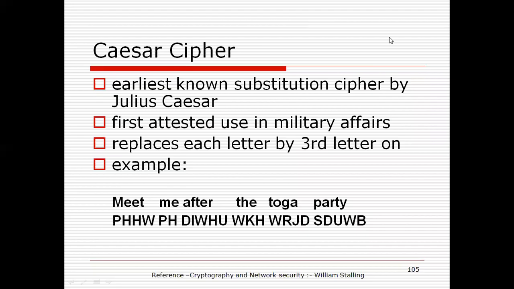So here we have given one example: meet me after the toga party. This is my plain text message. Now I will replace each alphabet by the third one. So here A is replaced by D. If you see here, A is replaced by D, then all occurrences of A are replaced by the same character D. Similarly, the next pattern is replaced by H.